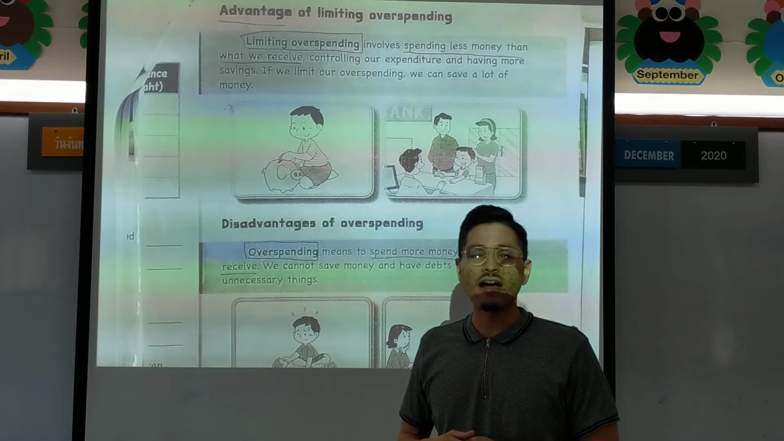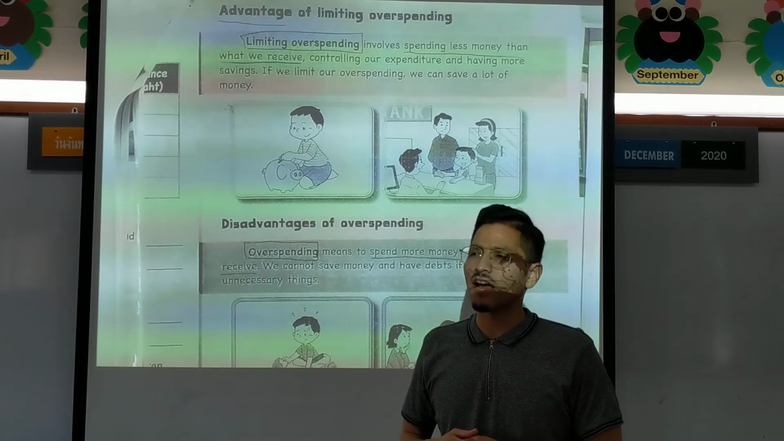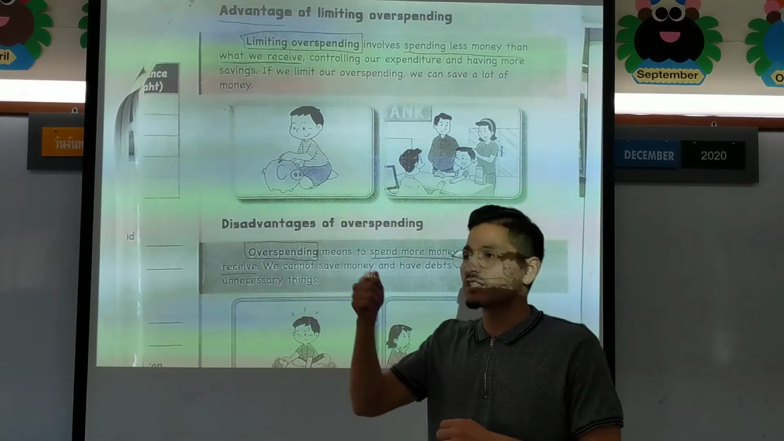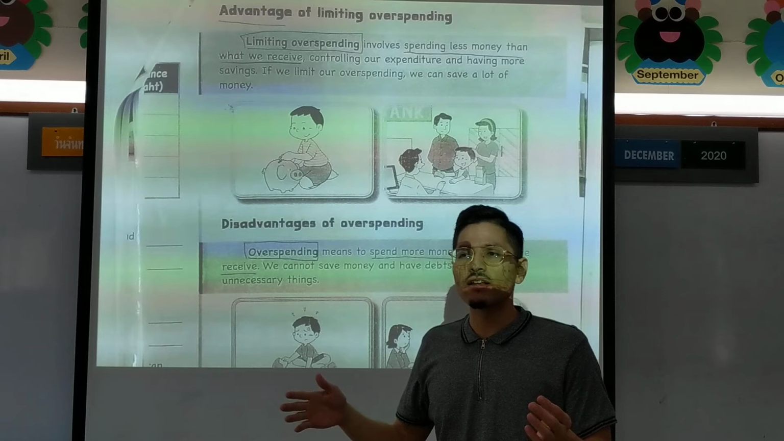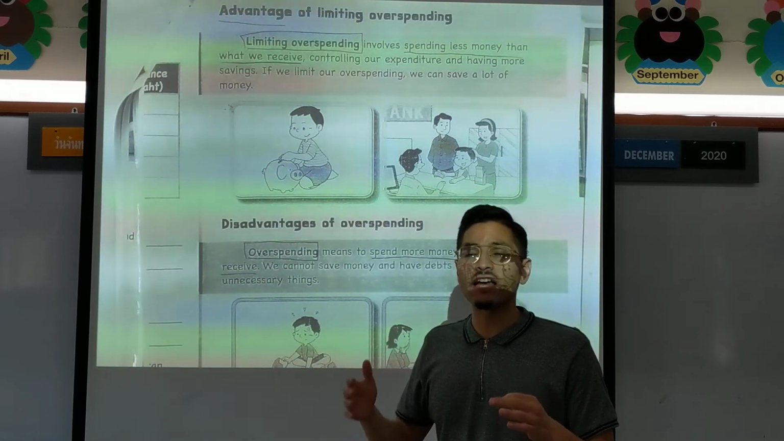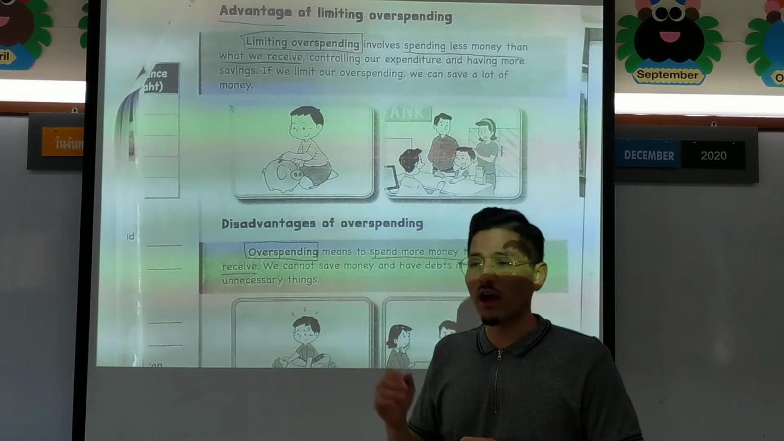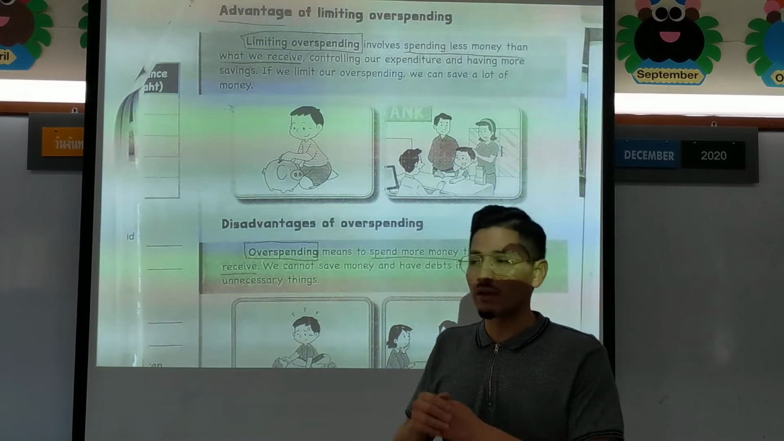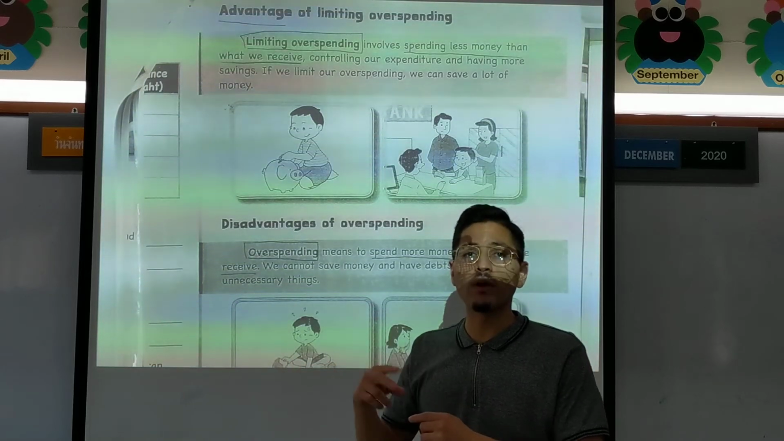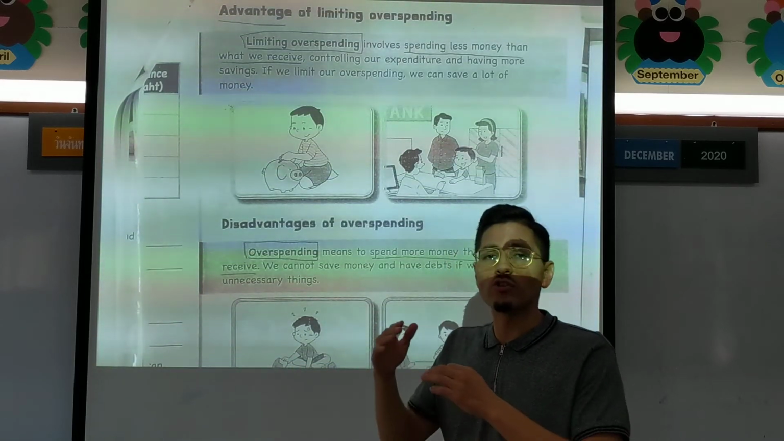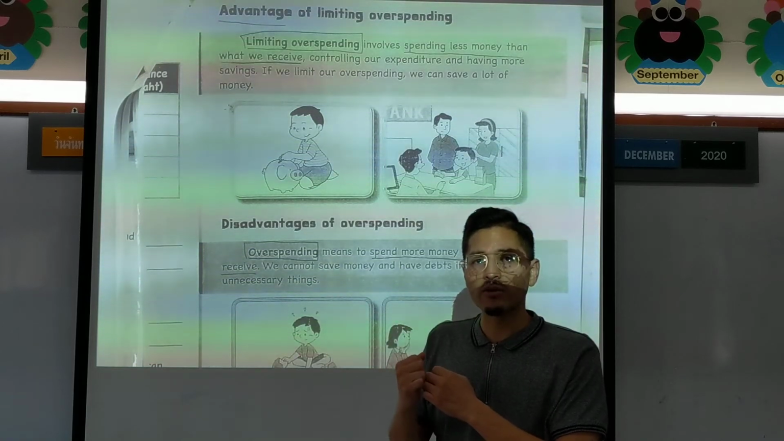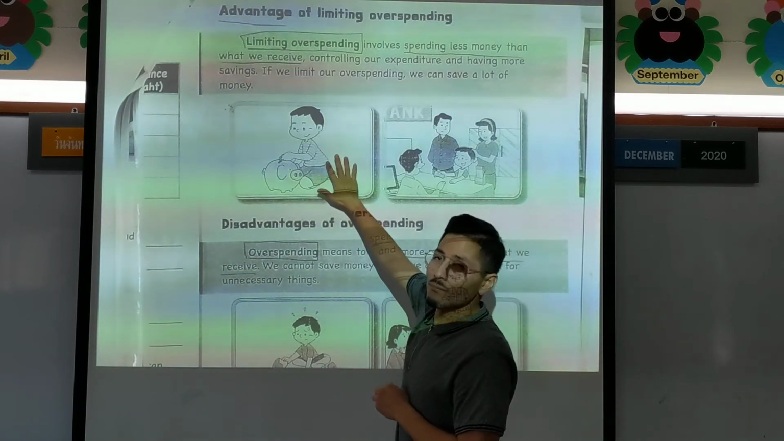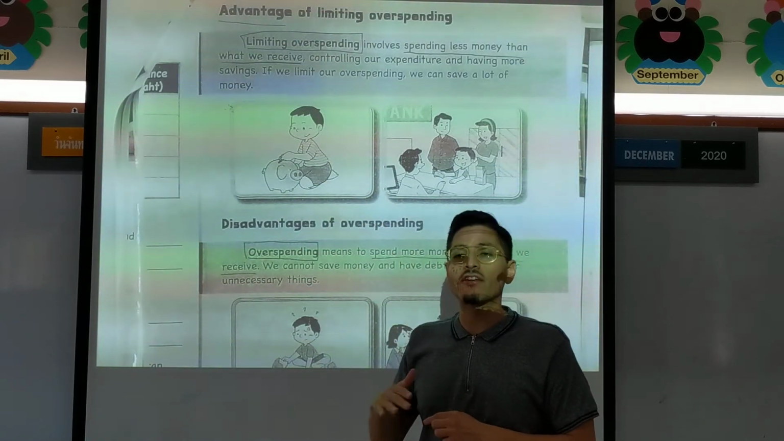Okay, so if I have 50 baht and I see that food costs 50 baht, I spend it, I have no more money now. But I can find something that costs less. If I have 50 baht and I go to the market, I find something for 30 baht. I pay for it. Now I have 20 baht left over. So I don't use all my money. I save some money so I can use it for the future. Okay? So limit overspending. Don't spend all your money.